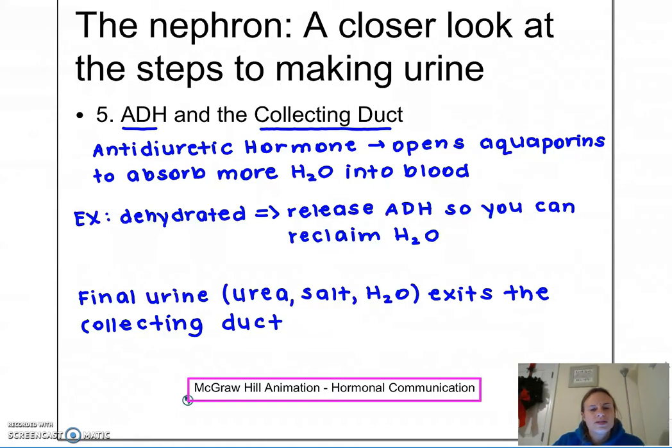So what I'll do is I'll send a message to the pituitary gland, which will release ADH, telling the aquaporins to open up and reclaim that water back into the blood so that the water is not released out of the body in the urine. Lastly, you end up with the urine that's going to exit the collecting duct. So that ends our discussion on osmoregulation.